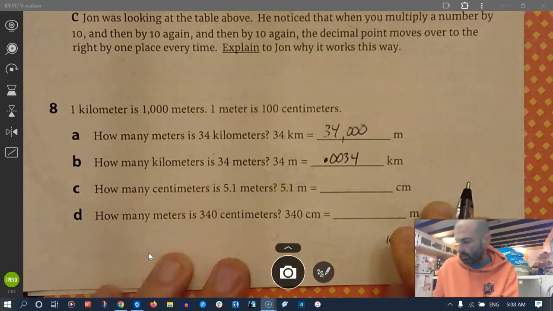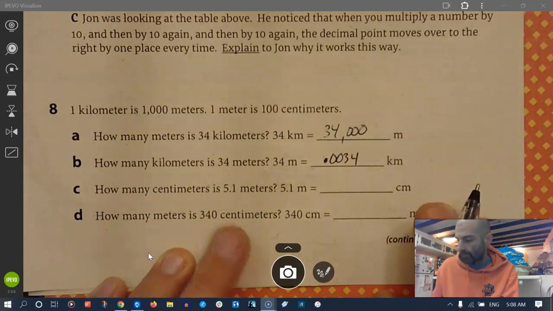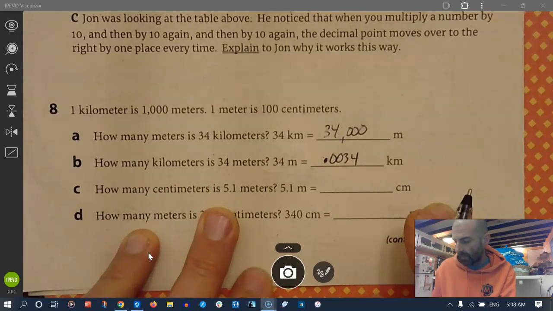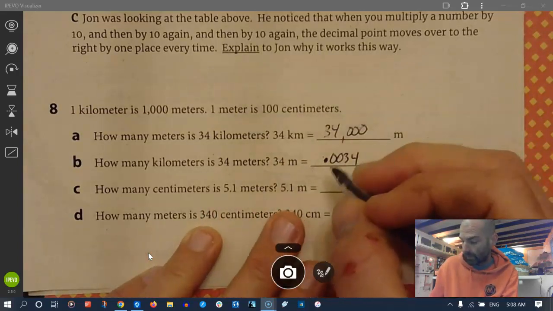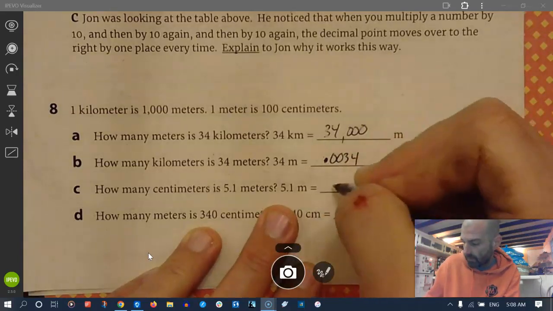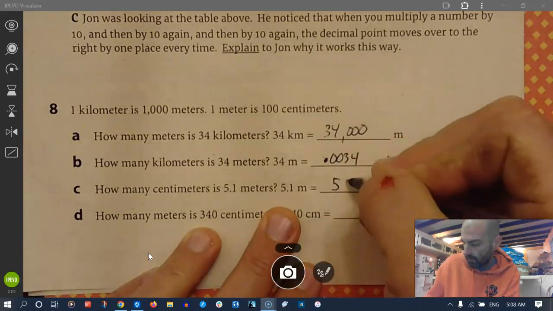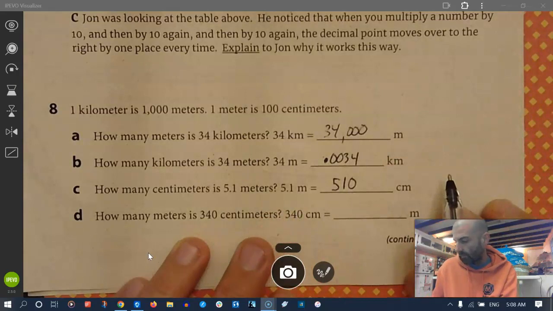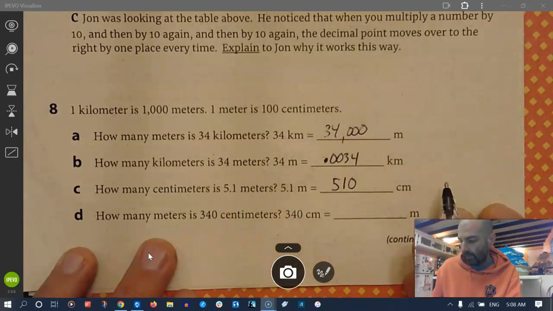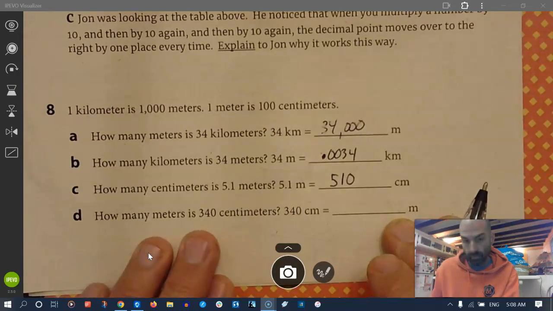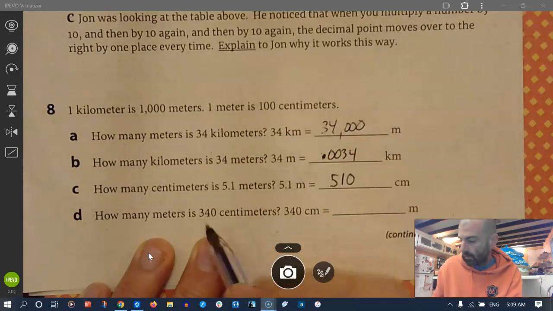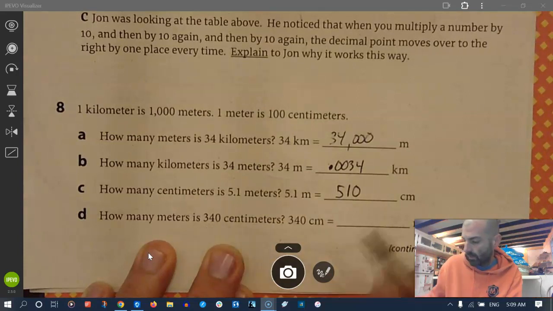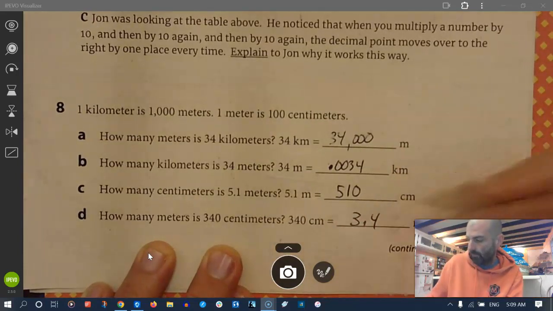We're going to go shifting over. How many centimeters is 5 1/10 meters? So 1 meter is 100 centimeters, so we're multiplying by 100. This 5 is going to shift over to the hundreds, so that means the 1 goes to the tens. So we have 510 centimeters. And how many meters is 340 centimeters? So we're dividing by 100 here. The 3 is going to move to the ones. So we have 3 and 4 tenths.